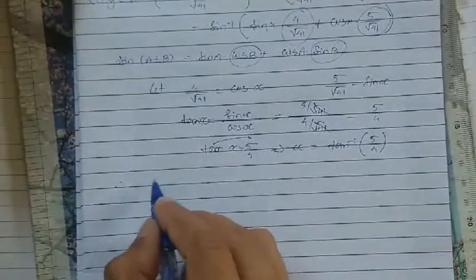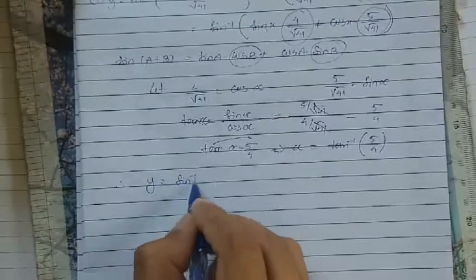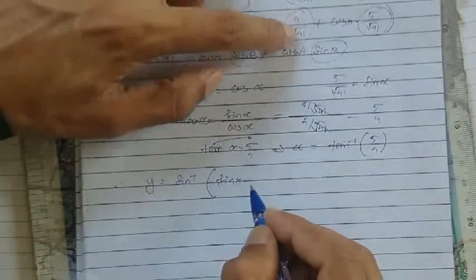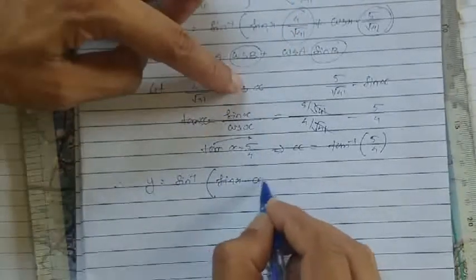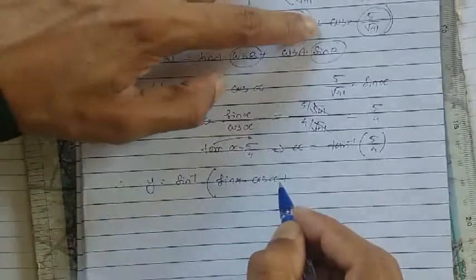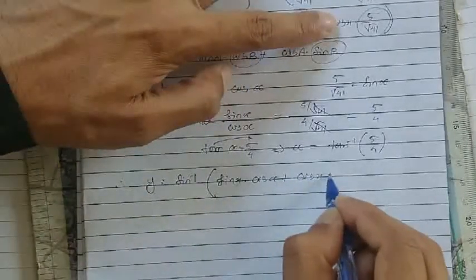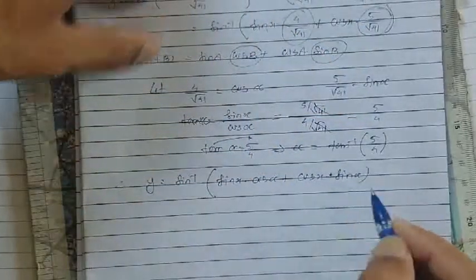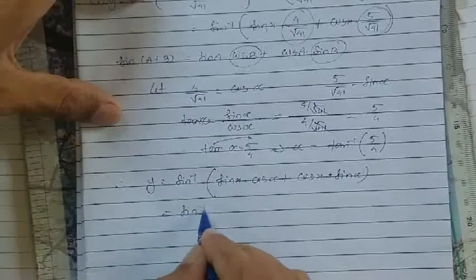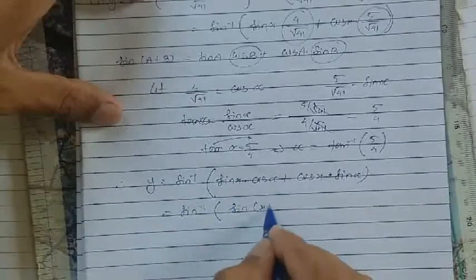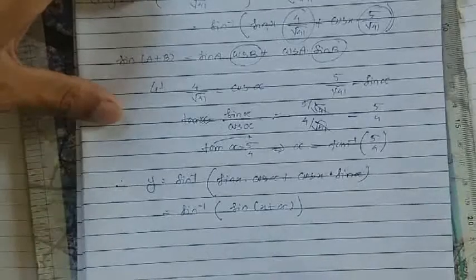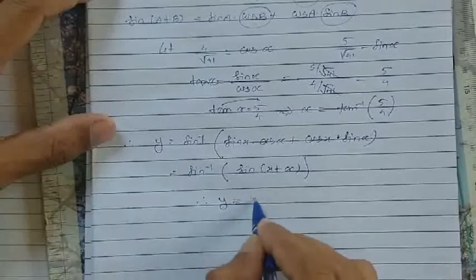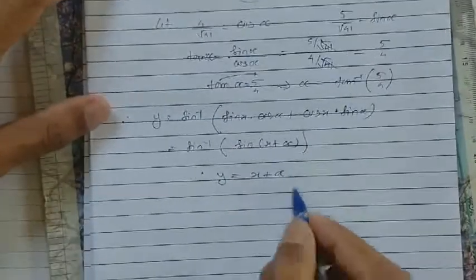Therefore we have y equals sine inverse of, first of all, keep that sine of x as it is. What is the value of 4 divided by root of 41? That is nothing but cos alpha. Middle sign is plus. Keep that cos x as it is, into 5 divided by root of 41, which is nothing but sine of alpha. So according to the allied angle formula, it is nothing but sine of x plus alpha. Sine inverse and sine cancel each other, giving us the angle. Therefore y equals x plus alpha.